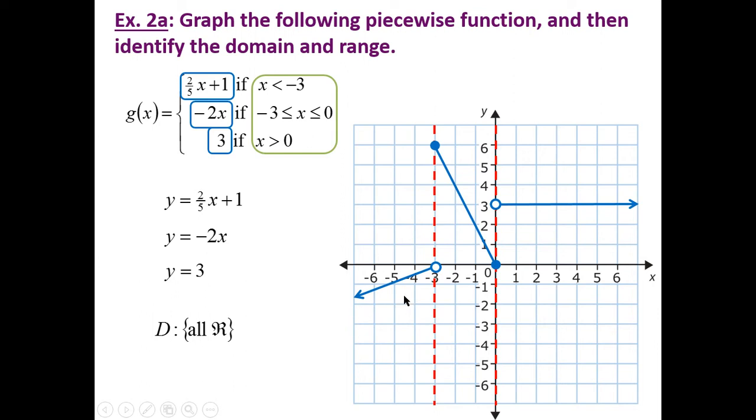So we just have to represent the range as saying it cannot be higher than 6, it can be at 6, and then it will go down forever from there. So all y such that y is less than or equal to 6.